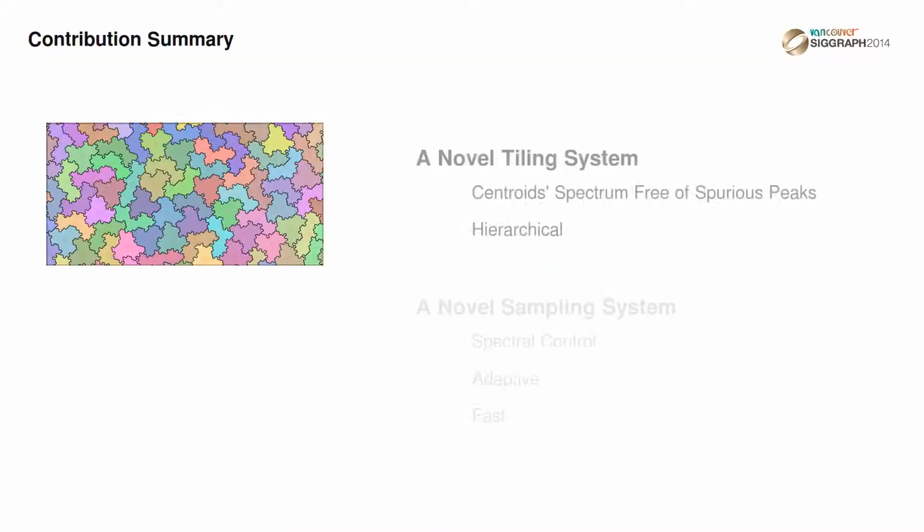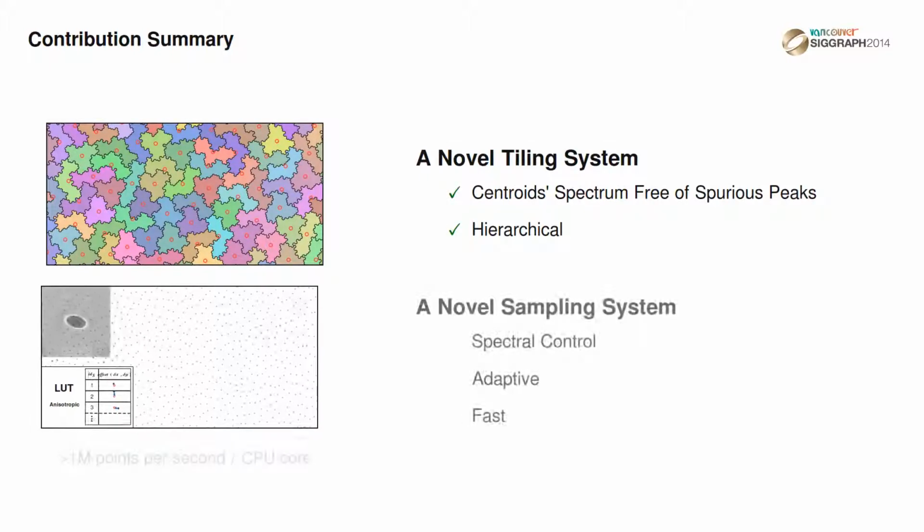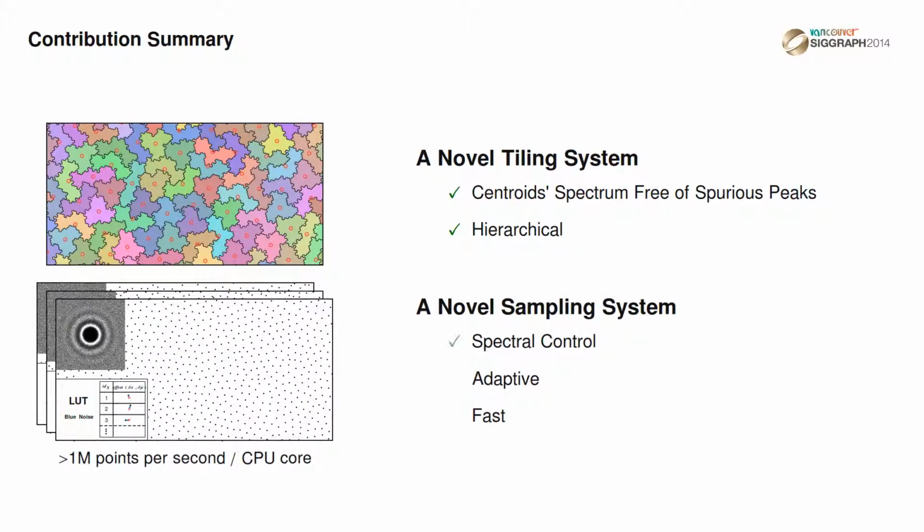In summary, our contribution involves a novel hierarchical tiling system whose tile centroids form a spectrum free of spurious peaks, and a novel sampling system based on this tiling, allowing full spectral control and able to generate several million samples per second for both uniform as well as adaptive distributions. For more details, please refer to the paper.